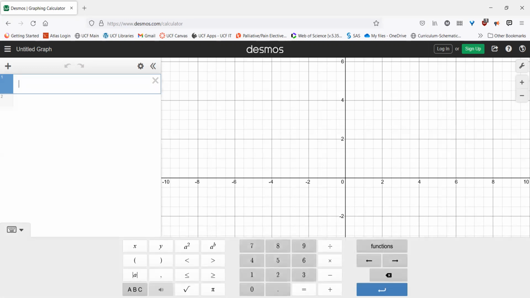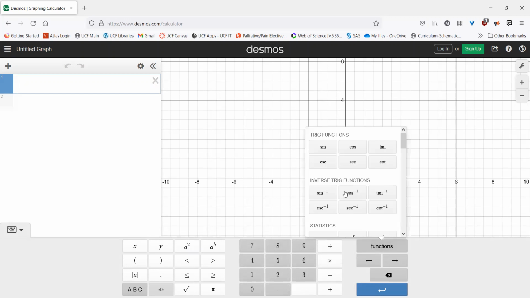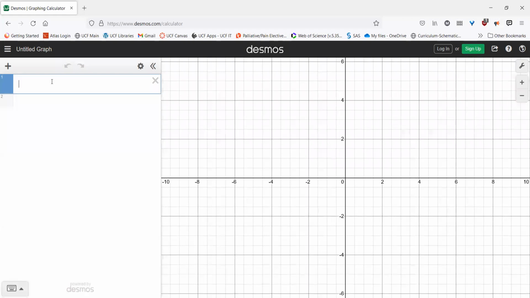If you're ever unsure what to type in or what the shortcuts are, you've got all of the options down here. So like here's a square. You've got functions over here, so you could click on sine, cosine, and tangent, or the inverse functions if you need them. So you have this whole option down here. For the most part, it's just easy just to type it in.